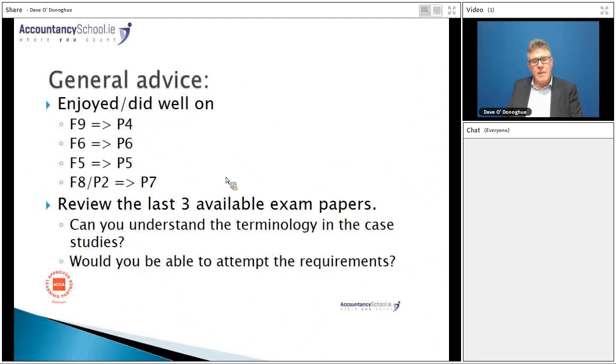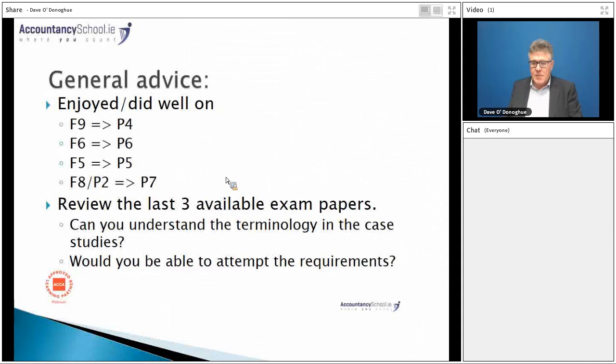You should also review the last 3 available exam papers for a particular option. Have a look at the scenario, the case studies in it. You should be able to understand the terminology in those case studies, because there'll be very little new technical material come up in the option papers. If the case study or the analysis is totally alien to you, then you should more than likely stay away from that option paper.